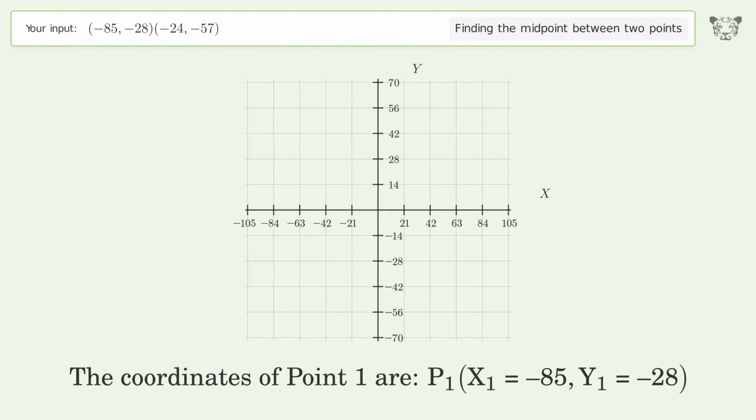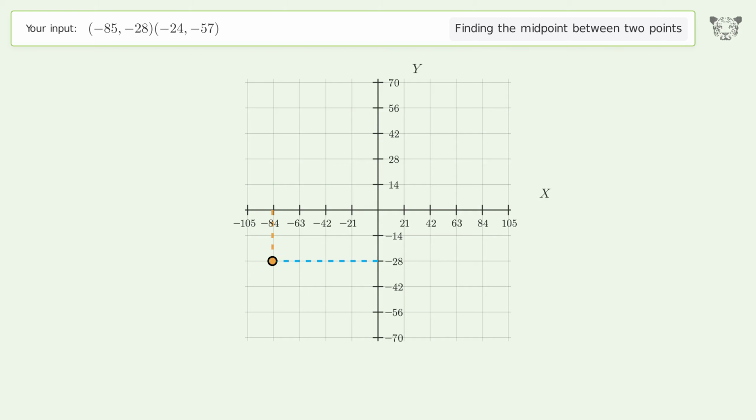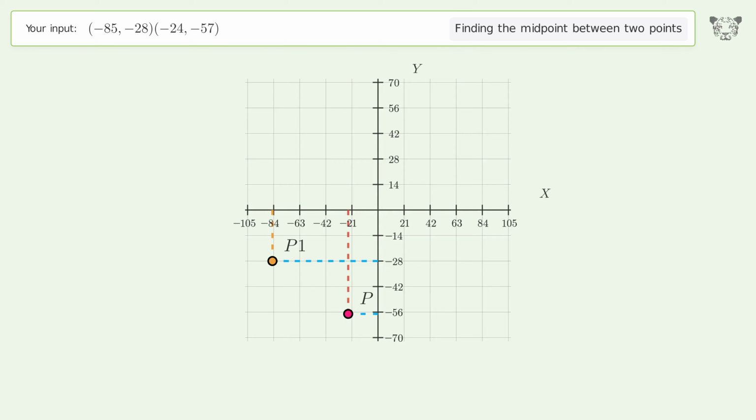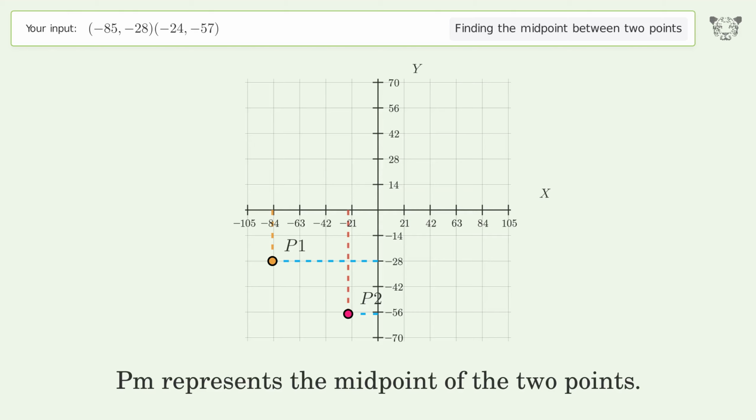The coordinates of point 1 are, x1 equals -85, y1 equals -28. The coordinates of point 2 are, x2 equals -24, y2 equals -57. PM represents the midpoint of the 2 points.